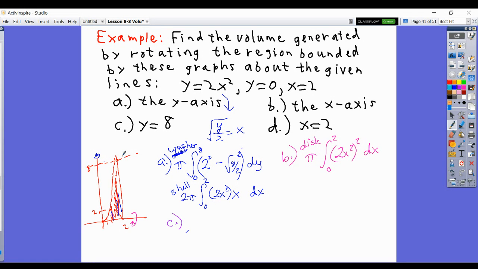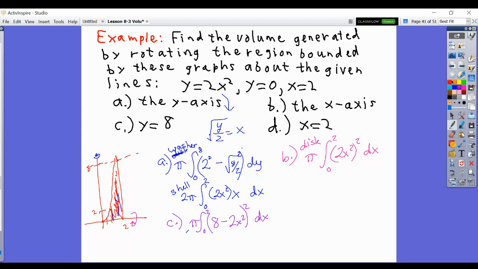Alrighty, part C is around the line y equals 8. So if I want to rotate it around 8, then I need to shift it up to 8 and then just spin it around. So I will take 8 minus my function, and that's going to move it up. I'm still spinning from 0 to 2, pi r squared dx. My radius is still the same height. I'm just spinning it that direction. It's 8 minus that would be the height.